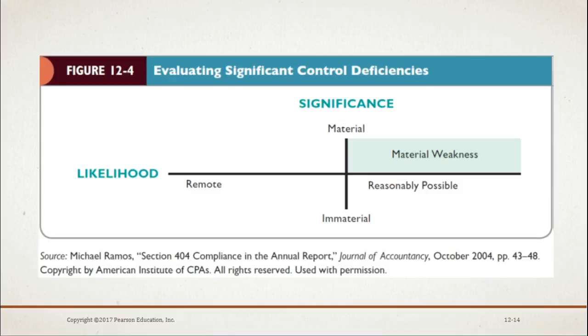In here, we have an illustration of the evaluation of significant control deficiencies. The horizontal line depicts the likelihood of a misstatement resulting from the significant deficiency, while the vertical line depicts its significance. If there is more than a reasonable possibility that a material misstatement could result from the significant deficiency or deficiencies, then it is considered a material weakness. You can find Figure 12-4 on page 375 of your textbook.